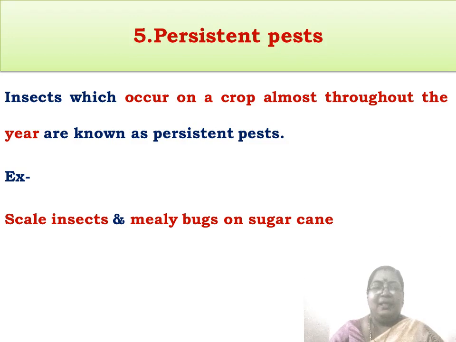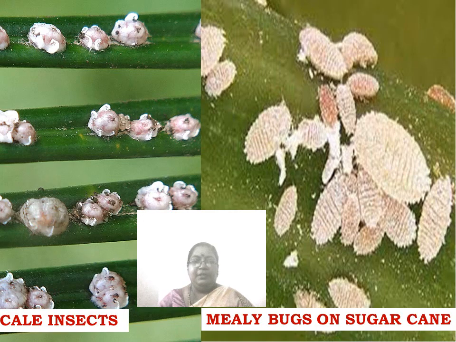Persistent pests. Insects which occur on a crop almost throughout the year are known as persistent pests. For example, scale insects and mealy bugs are often found on the sugarcane throughout the year. This picture shows scale insects and mealy bugs which live on sugarcane.